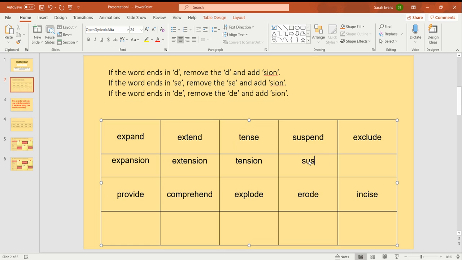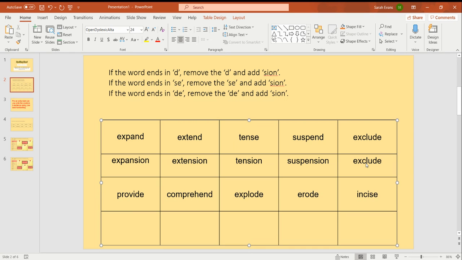Suspend. I'm going to take off the D and add our SION, suspension. Some people have suspension on your brakes, if you suspend something.